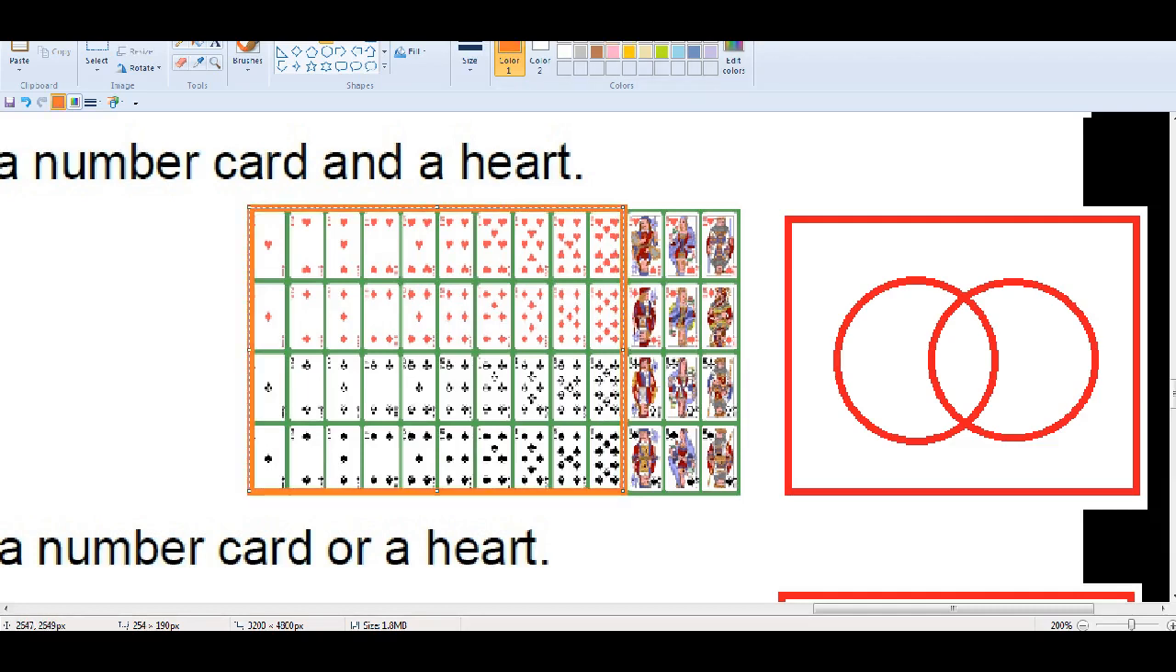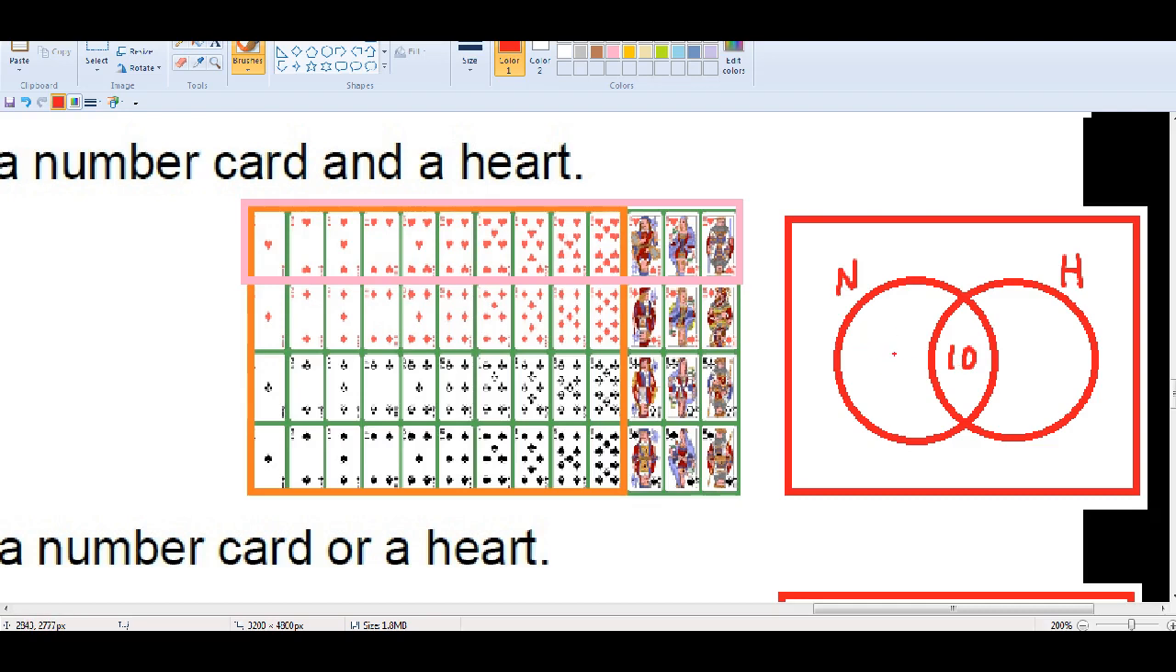And how about the hearts? Hearts are cards which are in this suit. So you see, let's construct our Venn diagram. We have number card, use N, and heart, I use H. And how many of them are both number card and heart? There are number cards and hearts 1 to 10. 1, 2, 3, 4, 5, 6, 7, up to 10. So 10 of them.